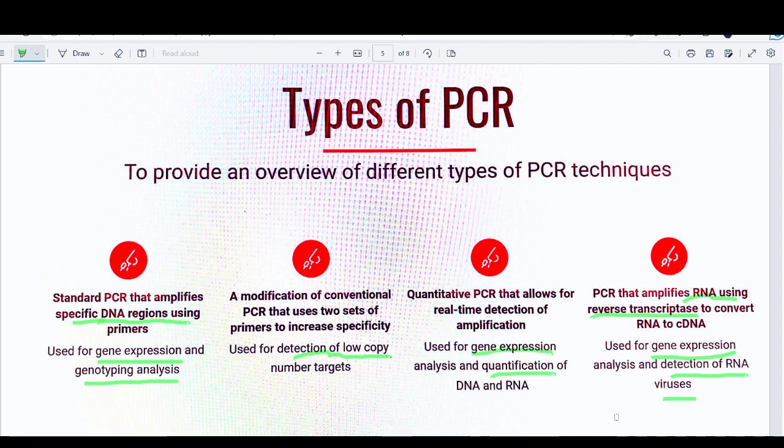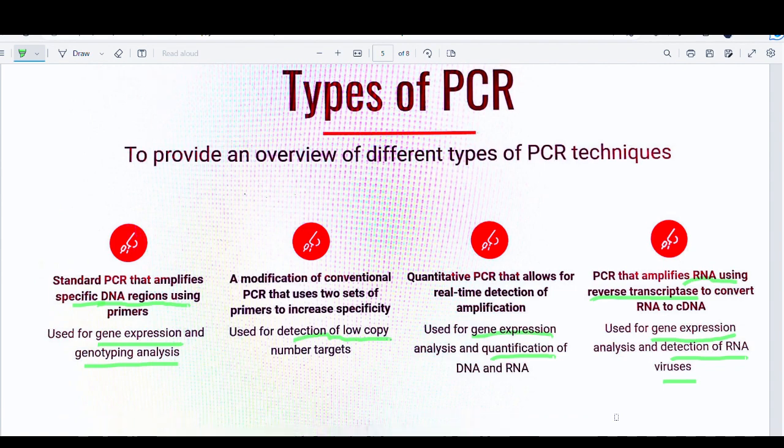So now we have 4 types of PCR. First is standard PCR, which amplifies a specific DNA region using primers, used for genotyping and expression analysis. The second type is nested PCR, which uses 2 sets of primers to increase specificity, used for detection of low copy number targets. The third is quantitative PCR, used for gene expression and quantification. The last is the PCR that amplifies RNA using reverse transcriptase, used for gene expression and detection of RNA viruses.